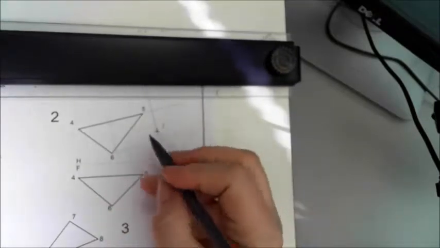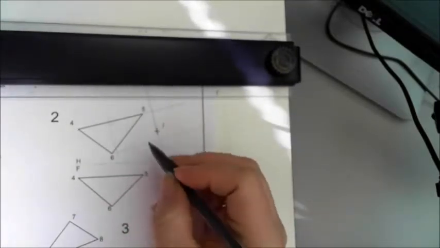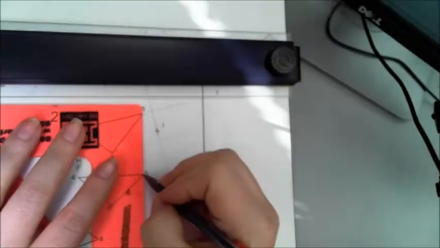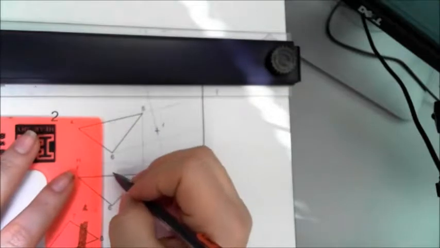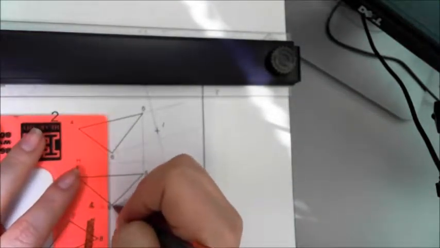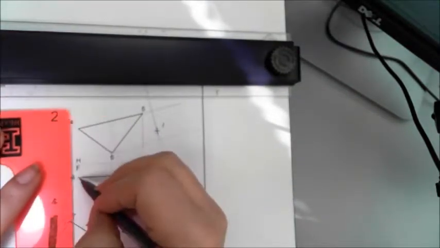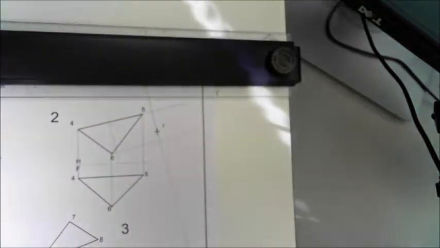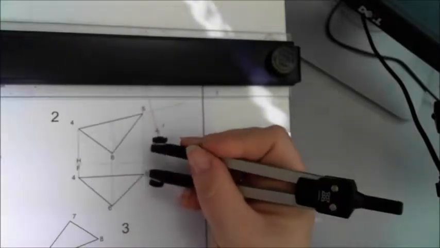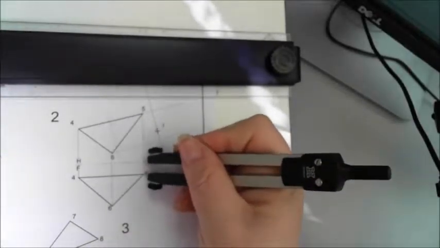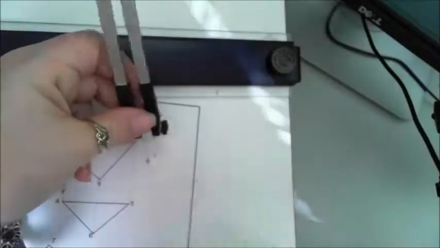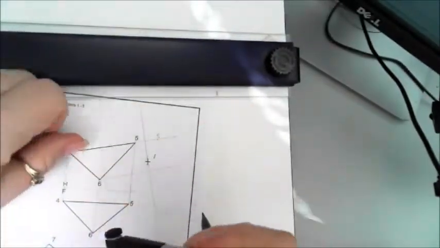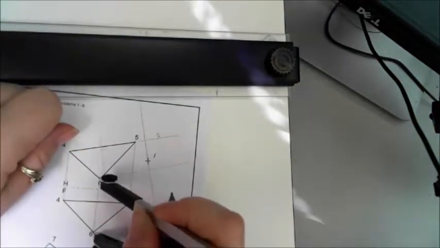Now I'm still trying to find the true length of 5, 6 here, so that's still what I'm trying to find. So I'm still going to follow that same method of transferring those depths, those measurements, those dimensions here. So to get 5, I'll transfer it up here to 5. 6.